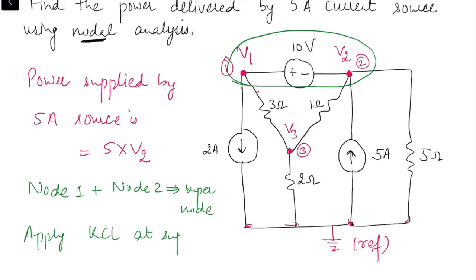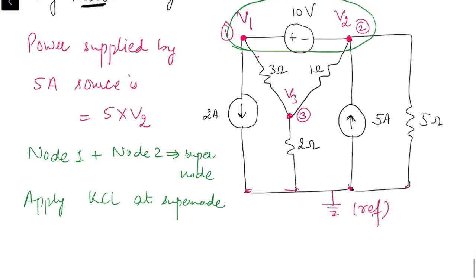When we apply KCL at the supernode, the current in this branch is 2 ampere, which is leaving the first node, so it's an outgoing current. So 2, and let's assume the current in this branch as well is outgoing, so it's (V1 minus V3)/3 plus (V1 minus V3)/3. Then moving on to the branches connected to node 2, we have the 1 ohm resistance. Let's consider the current in this branch as outgoing with respect to node 2, so it's (V2 minus V3)/1, (V2 minus V3)/1. The 5 ampere current is incoming current, so it will be equal to 5.